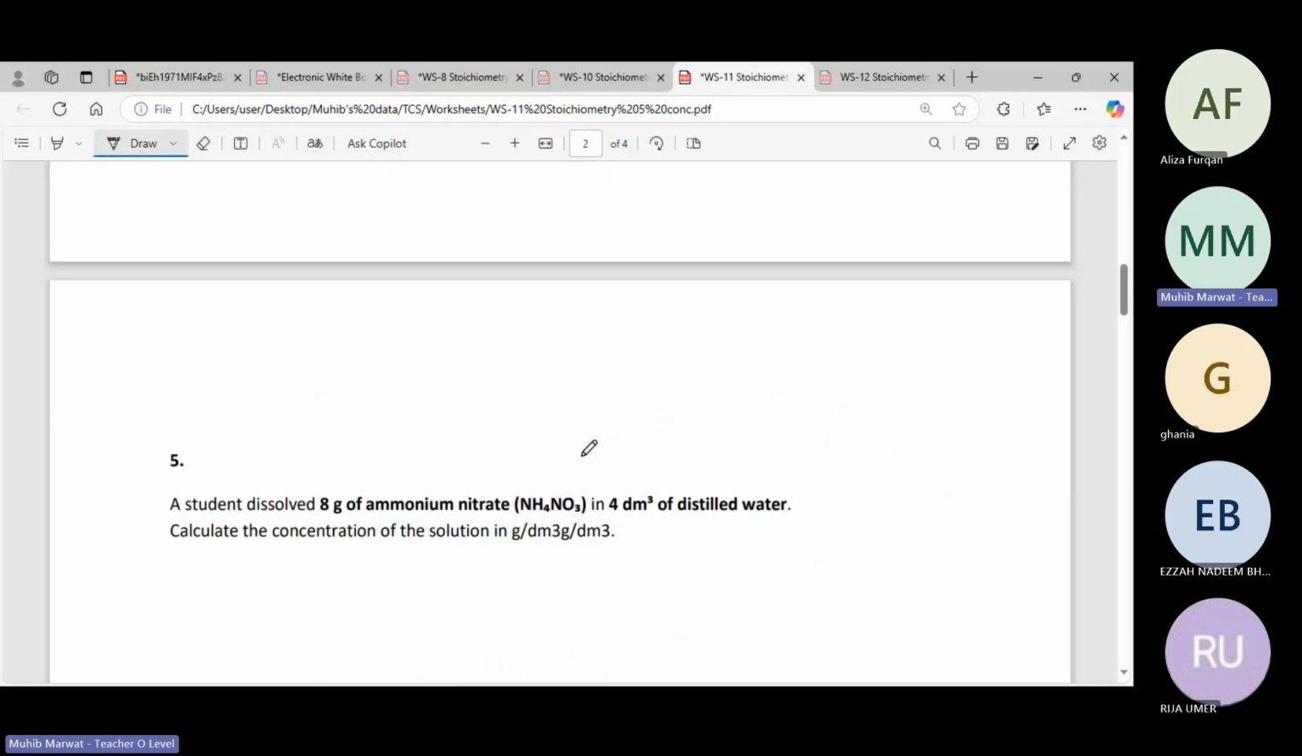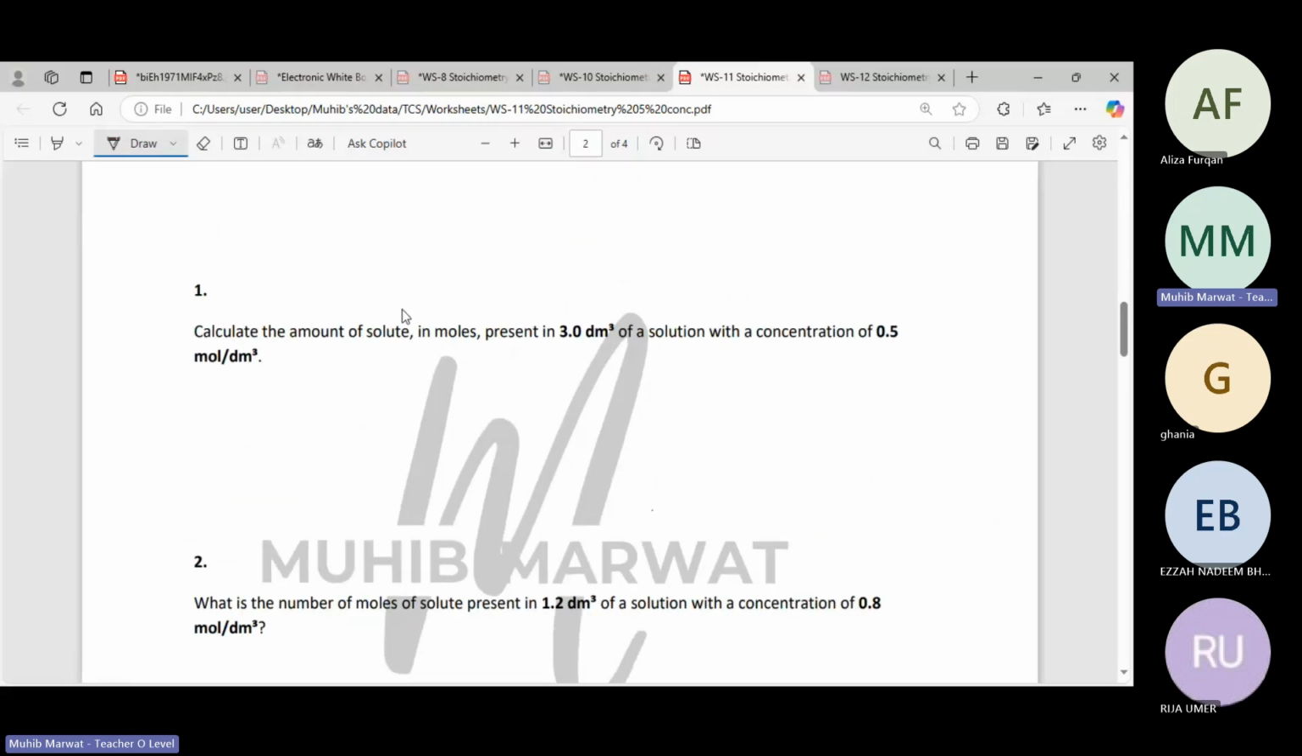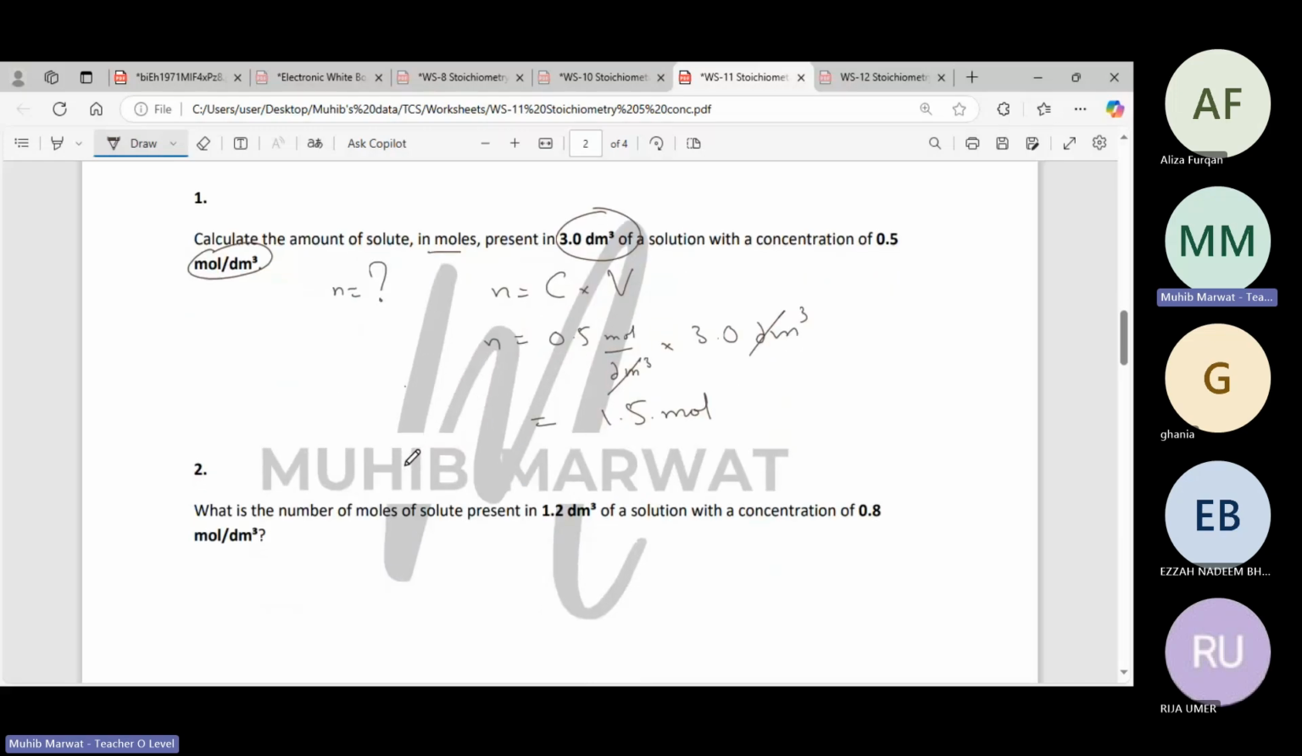So new question, you'll have to find amount of solute in moles, right? You'll have to find number of moles, and you have been given dm cube and concentration in moles per dm cube, right? So we know the formula, c into v: number of moles is equal to concentration, which is 0.5 moles per dm cube, and volume is 3.0 dm cube. So the answer will be, I guess, 1.5 moles. Clear? The question is simple, I guess. Respond if there is any confusion.